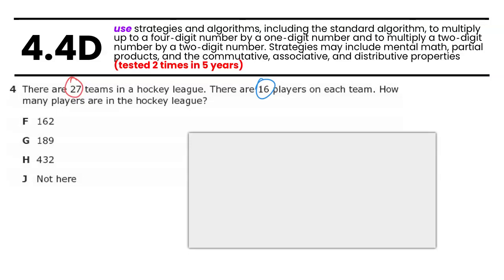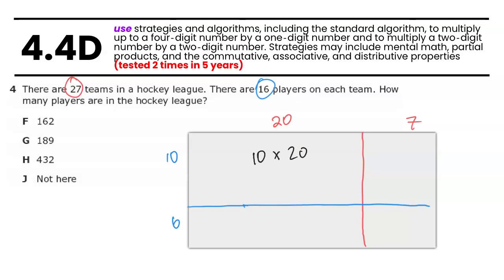For 27, we can break that into 20 and 7. And so drawing a line down this way to separate those two parts, I can show that that is 27. Then on the left side, I'll have 16, which can be broken up into a 10 and a 6. Then I can draw a line across so that we are able to break this into 4 partial products. For the first partial product, we will have the following: 10 times 20, which will give us 200. Then we will multiply in the top right-hand corner 10 times 7, which will give us 70.